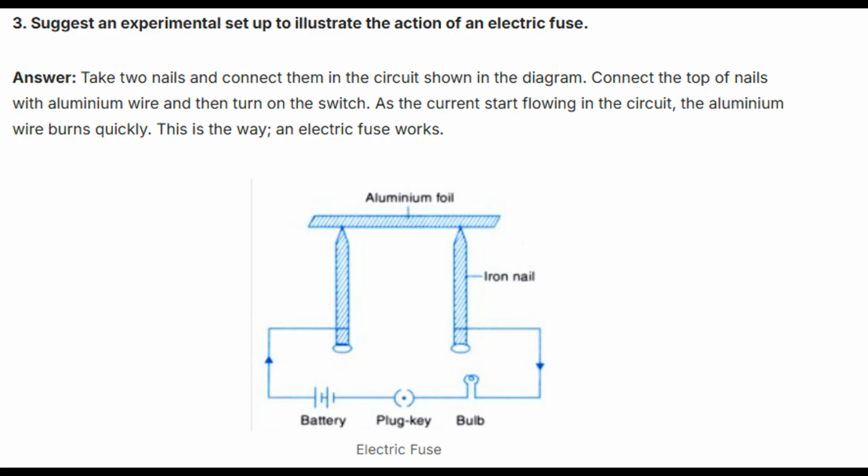Third, suggest an experimental setup to illustrate the action of an electric fuse. Answer. Take two nails and connect them in the circuit shown in the diagram. Connect the top of the nails with aluminum wire and then turn on the switch. As the current starts flowing in the circuit, the aluminum wire burns quickly. This is the way an electric fuse works.